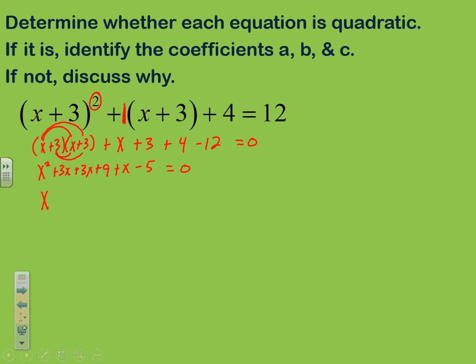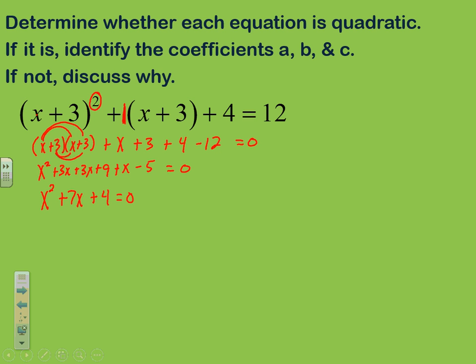So clearly we were correct in saying that because the largest exponent in the entire equation at the outset was 2, it must be quadratic. So 3x plus a single x here is going to give me plus 7x, and then the 9 minus the 5 is going to say plus 4.